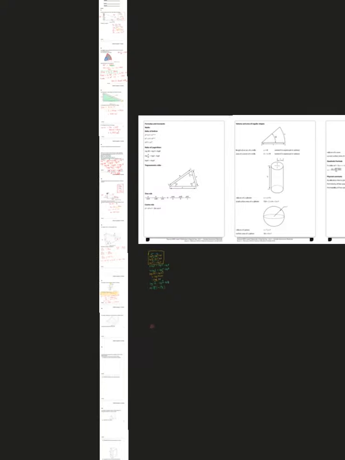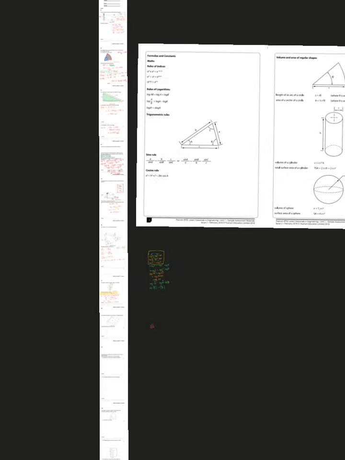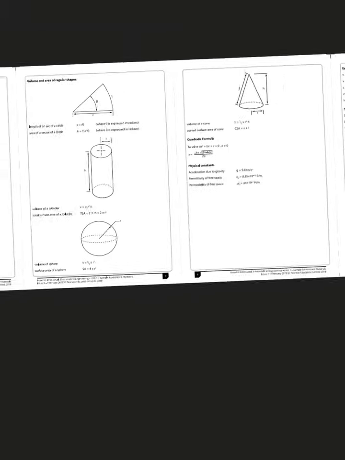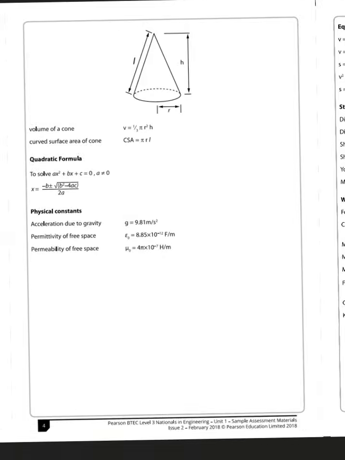So calculate the surface area of a cone. We go and we find a formula for the surface area of a cone. Curved surface area of a cone is pi r L. So look at the shape, pi r L, and let's go and apply it to our question. Okay, so curved surface area is equal to pi times r times L.